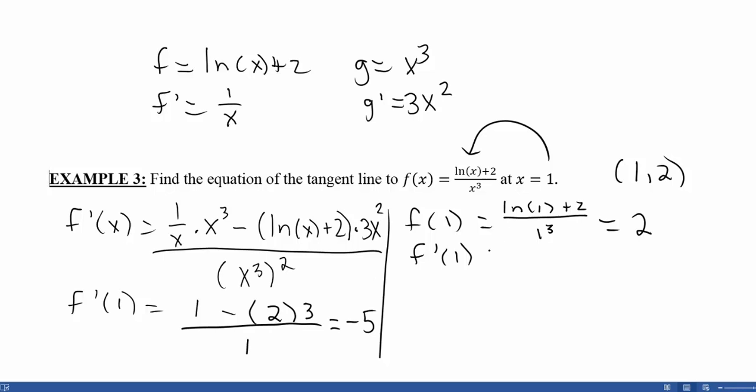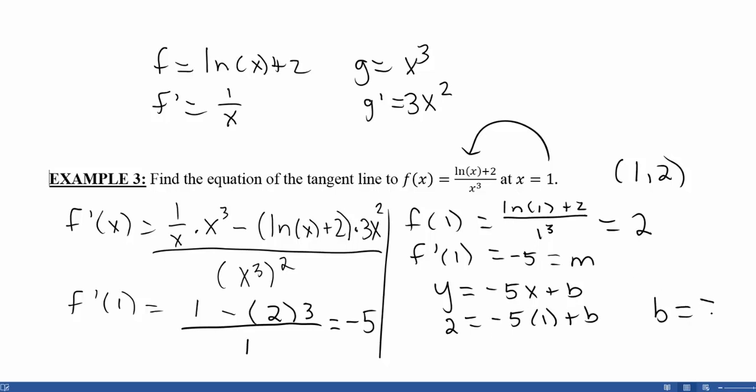So f prime of 1 is negative 5. And remember, the derivative at a point is going to tell me the slope of my tangent line. So now I have y equals negative 5x plus b. I'm going to plug in my point, so 2 for y and 1 for x plus b. So I'm going to add the 5 over, which is going to give me that b has to equal 7. So finally, the equation of my line is y equals negative 5x plus 7. So that's the equation of my tangent line. And here again, I had to use the quotient rule in order to find the slope.